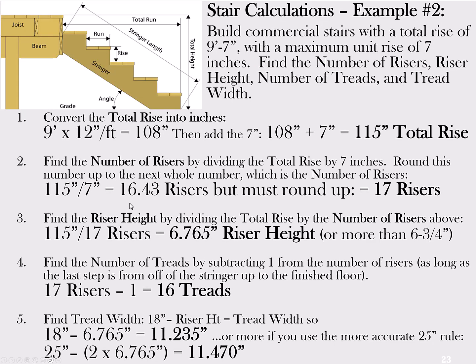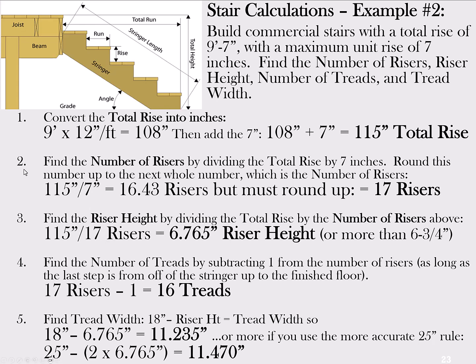That's example 1. I've got another example here where we're building commercial stairs with a total rise of 9 foot 7 inches. So again, a maximum unit rise of 7 inches, no higher than that. The first step again is just a repetition, except that we do have some extra inches involved. So we convert the 9 feet to inches. 9 times 12 is 108 inches. And then we add the 7 inches back. So 108 inches plus 7 inches, our total rise is 115 inches.